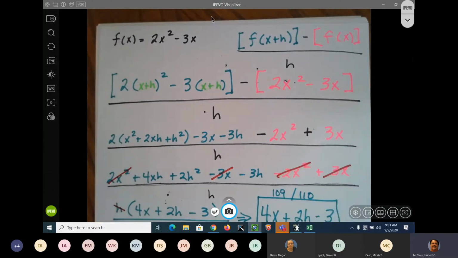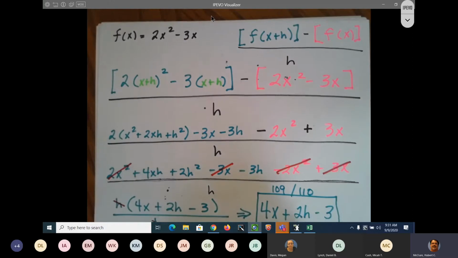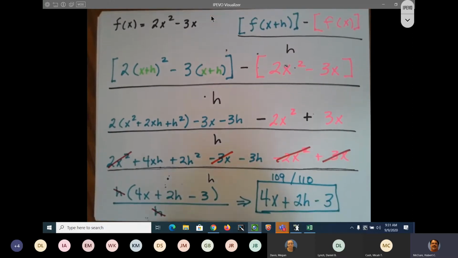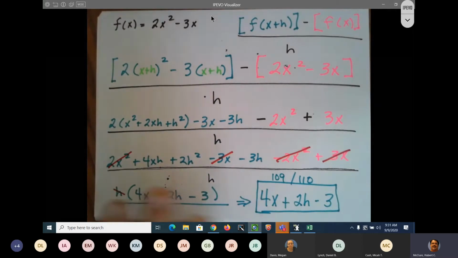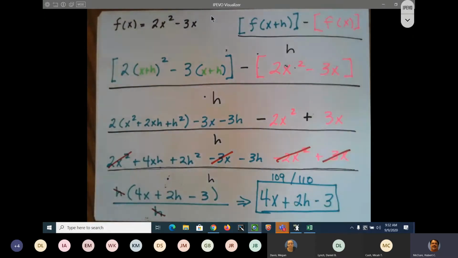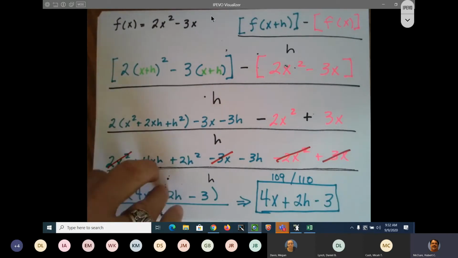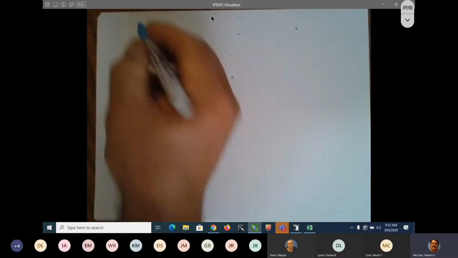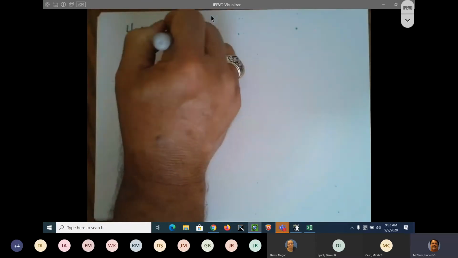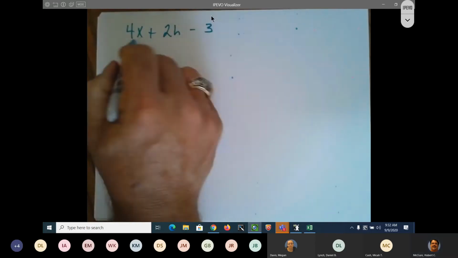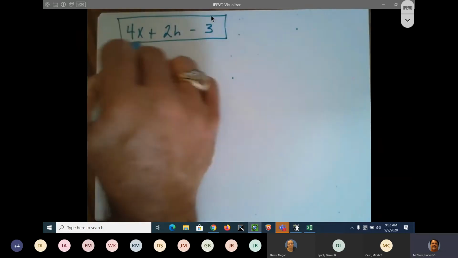Because this is your first unit test in calculus, is to be able to take this, and I'm going to show you. You don't have to write it down. I don't want you to write it down. You can if you want to. But I'm going to show you the next step so you will see what your first calculus test will be like. Okay? This is for your information. Your answer is 4x plus 2h minus 3. And of course, that's an algebra answer.